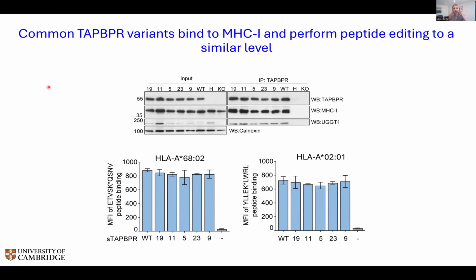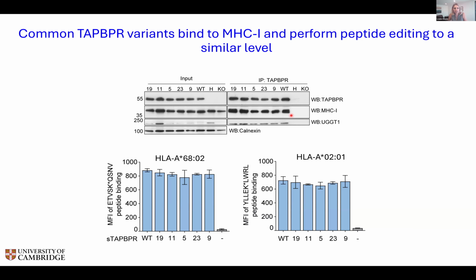We then went on to explore the functionality of these common TAPBPR molecules, and we found that they all bind to MHC class 1 to a similar extent. So this was using assays in which we overexpress the different variants, and then immunoprecipitate TAPBPR from the cells, and then do a Western blot for MHC class 1. So we didn't see any particular change in the ability of these common variants to bind to MHC class 1.